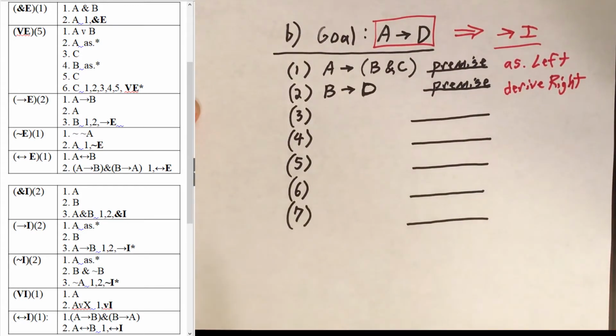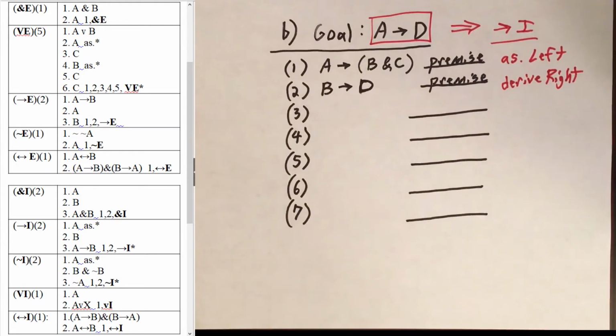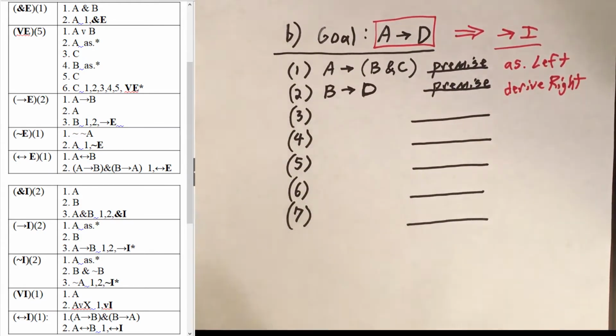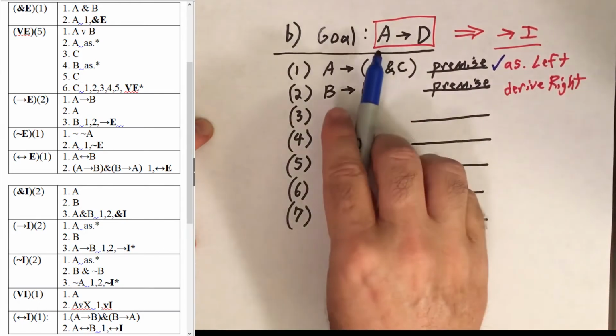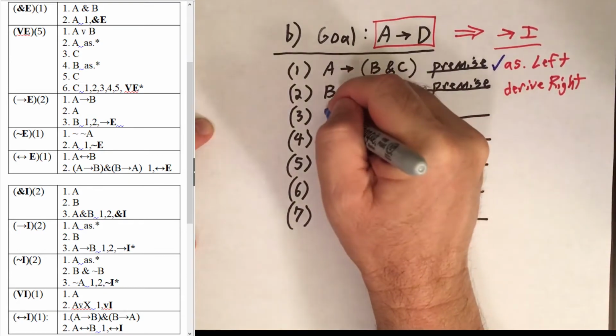Good? And if you can assume the left side and derive the right side, then you can create your new conditional. So there we have it. So we can already start our proof. We know what to do first. We do the first step. We assume the left side. What's the left side? A.